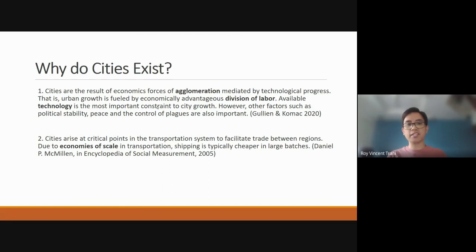So cities arise at critical points in the transportation system to facilitate trade between regions. Basically, cities are created because people need to trade. And then due to economies of scale in transportation, shipping is typically cheaper in larger batches. Basically, if there are more people buying or selling a larger bulk of goods and services, it's cheaper to transport them. So this is why cities and transportation are very much linked.